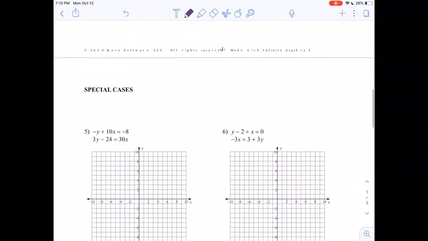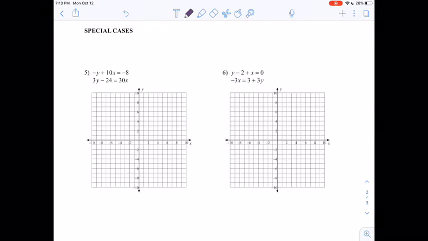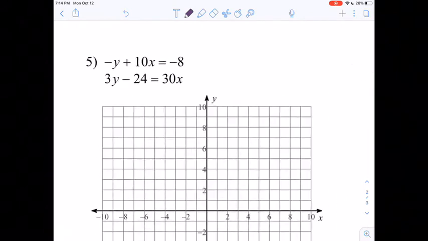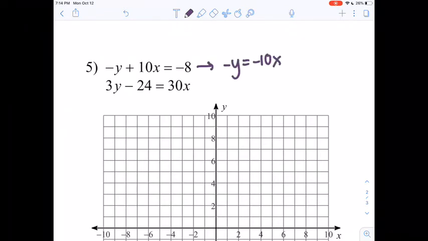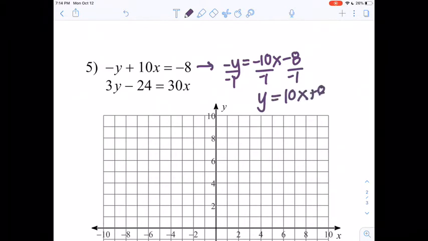Okay. Now we have some special cases that happen. So same process. I'm going to solve both of these for y. So this becomes -y. I'm going to subtract the 10x, so that's -10x minus 8. Divide everything by -1. So y equals positive 10x plus 8.